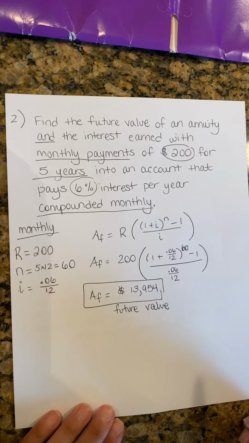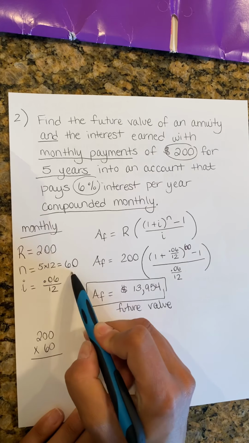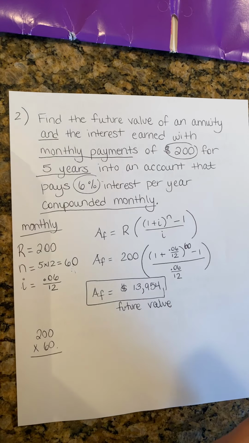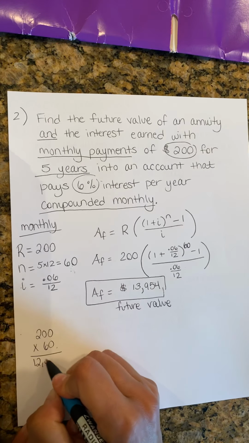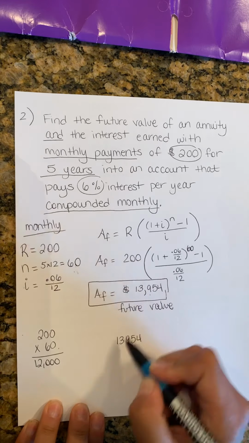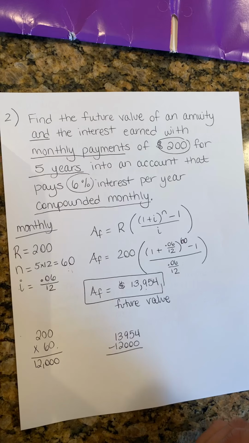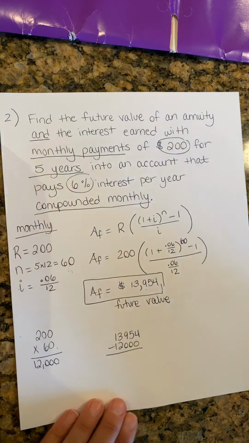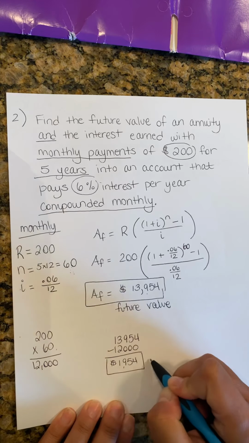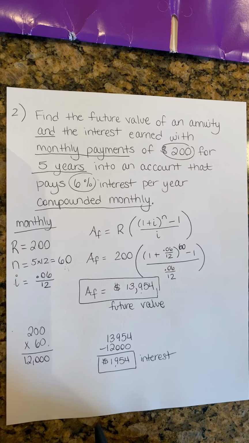Now again, remember to get your interest, you take your R value, which is $200, and times it by however many payments you're making. So we're making 60 payments of $200. So 200 times 60 is $12,000 you are actually putting in yourself. So now take your future value, subtract out the money that you put in, which means the interest that you earned is only $1,954 on this account. That is your interest. Okay?